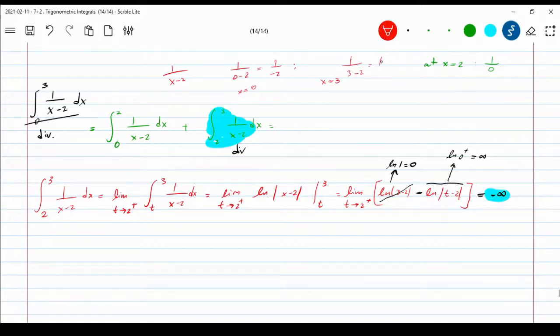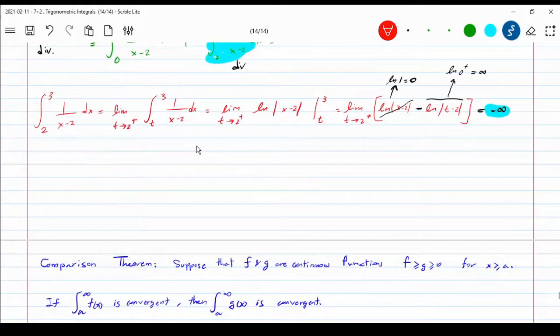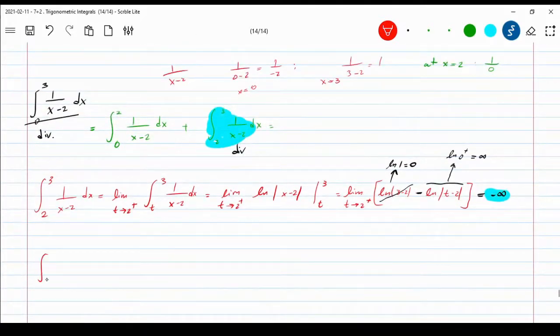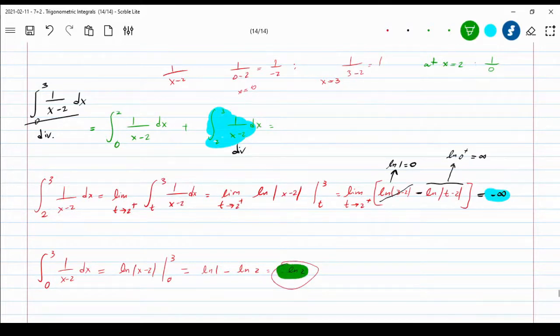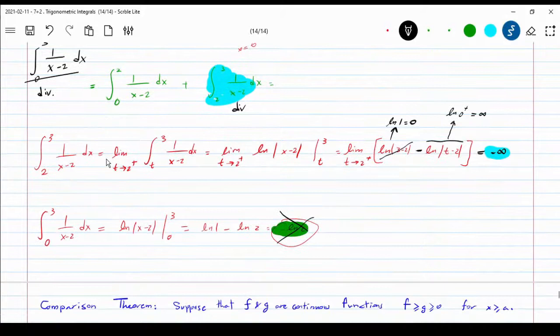Just make sure that you do not make the mistake of forgetting that there is a discontinuity. If you ignore it and treat this as the integral from 0 to 3 of 1 over x minus 2, you get ln of the absolute value of x minus 2 evaluated from 0 to 3. What you get in this case is ln 1 minus ln 2, which gives you negative ln 2. This is not the correct answer, since there is a discontinuity at x equals 2. So make sure that you do not make this mistake. This is a common mistake that may happen.